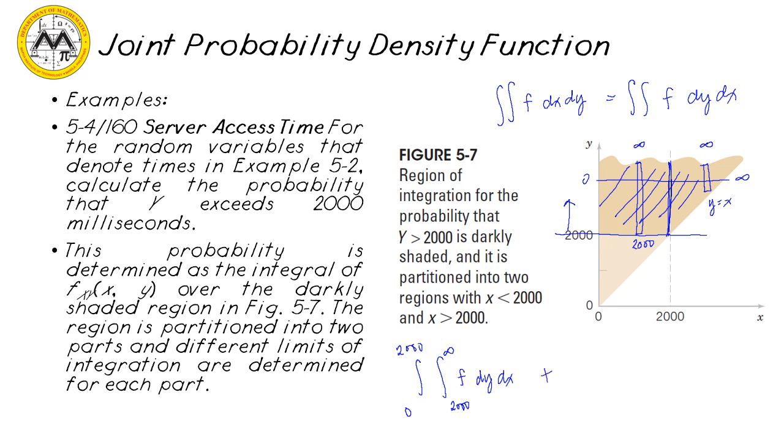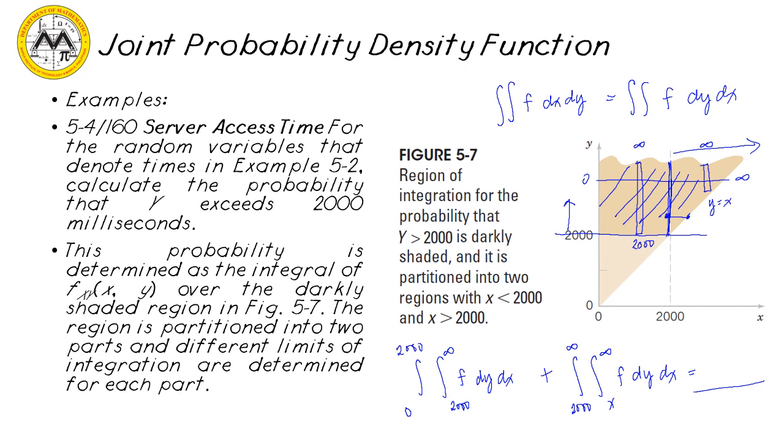And then for this part, we have the integral of f dy dx. For y, the lower limit is x and the upper limit is infinity. While the x component would be from this point to this one, so it extends indefinitely, from 2000 to infinity. So that's one way of integrating it.